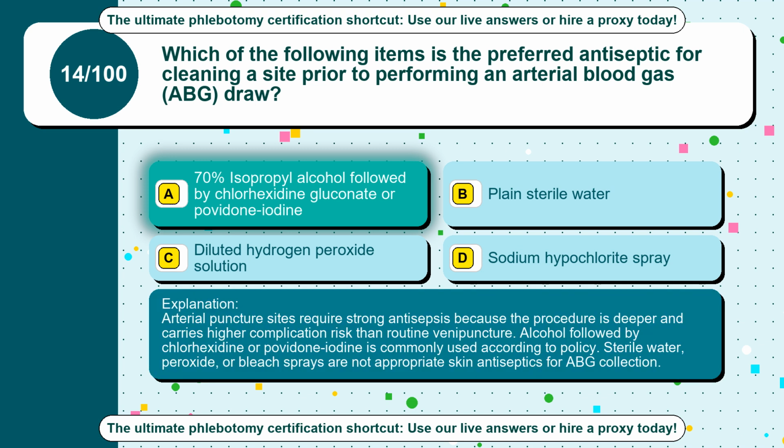Arterial puncture sites require strong antisepsis because the procedure is deeper and carries higher complication risk than routine venipuncture. Alcohol followed by chlorhexidine or povidone iodine is commonly used according to policy. Sterile water, peroxide, or bleach sprays are not appropriate skin antiseptics for ABG collection.